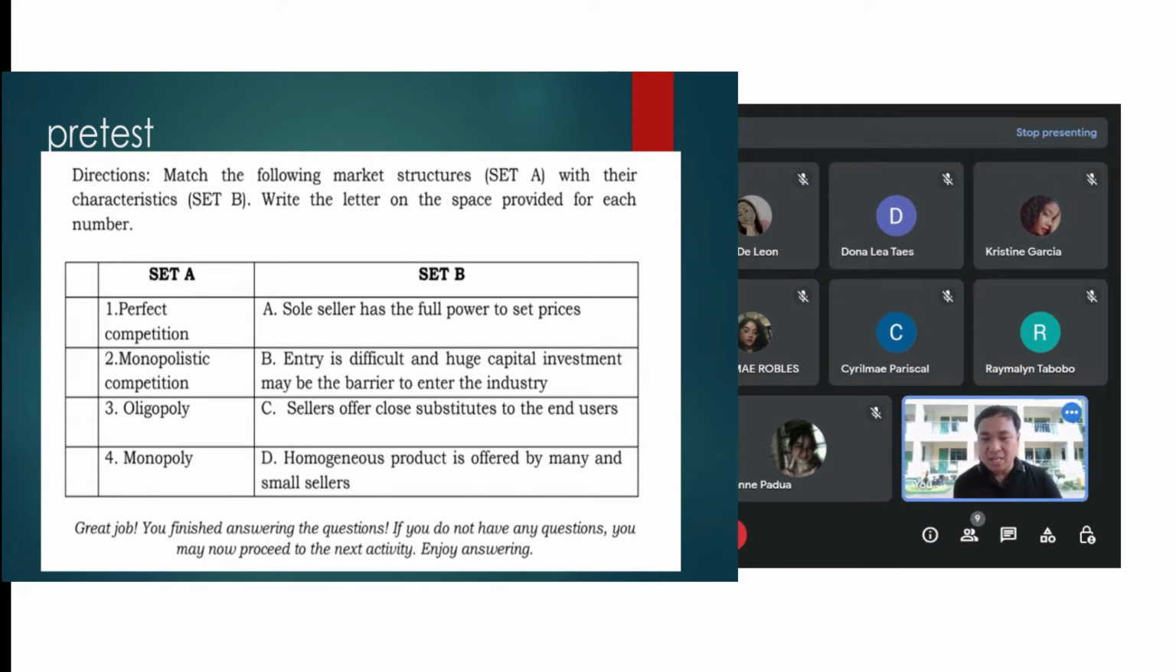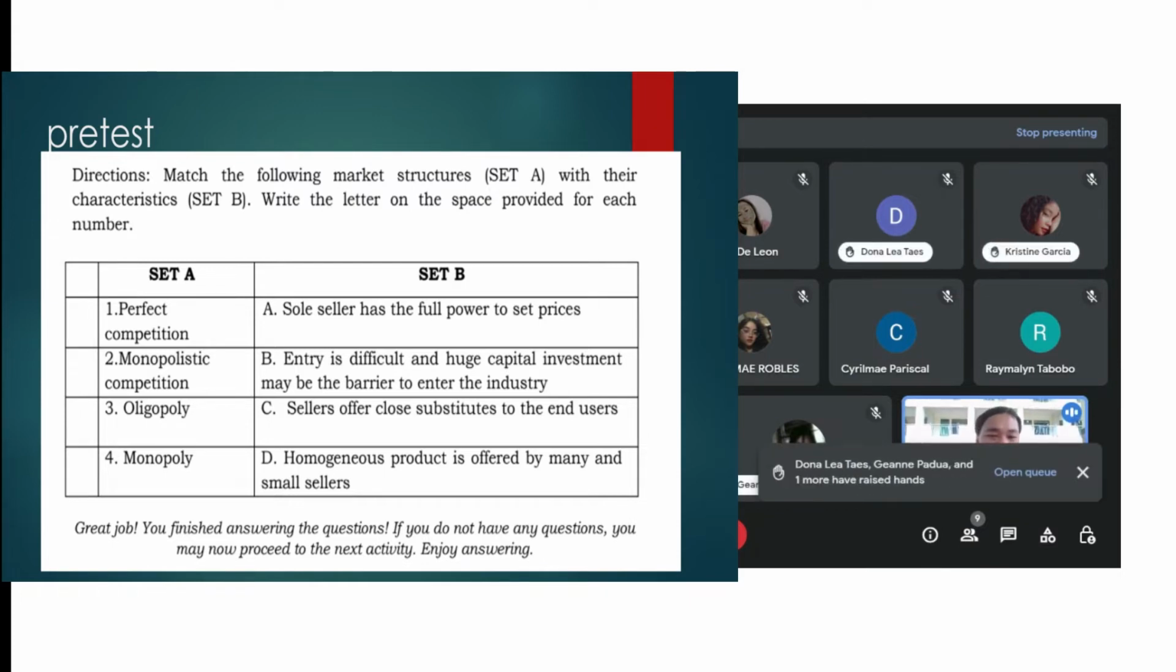Last one. Sir, letter A, sole seller at the full cost. Correct. Jessa, correct. And Miss Thelma, correct. Who got a perfect score? Okay, very good. Anyway, if you didn't get a perfect score, it's just okay. This is to test whether you have knowledge on this particular topic.